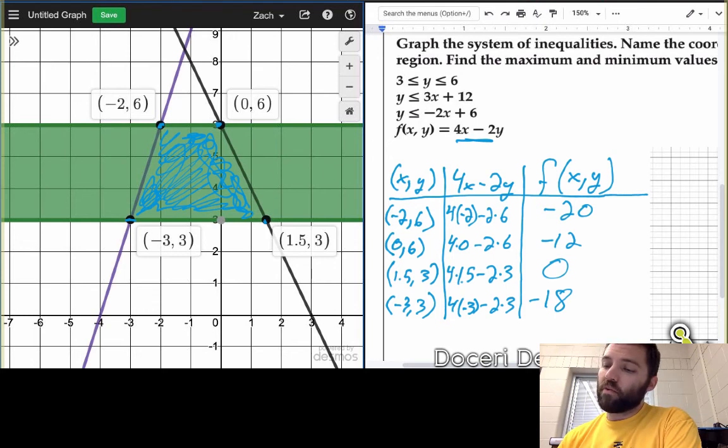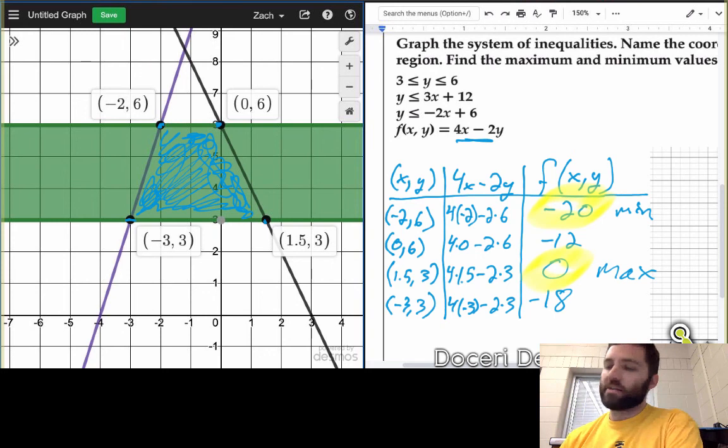You try to figure out which one is the max and which one is the min. To figure that out, you just find the lowest and highest numbers. Here we have the highest number, so that's going to be a max. This is a maximum, okay? And then where's the minimum? That's the lowest number. The lowest number is right here. -20 is the lowest number, so that will be a minimum.